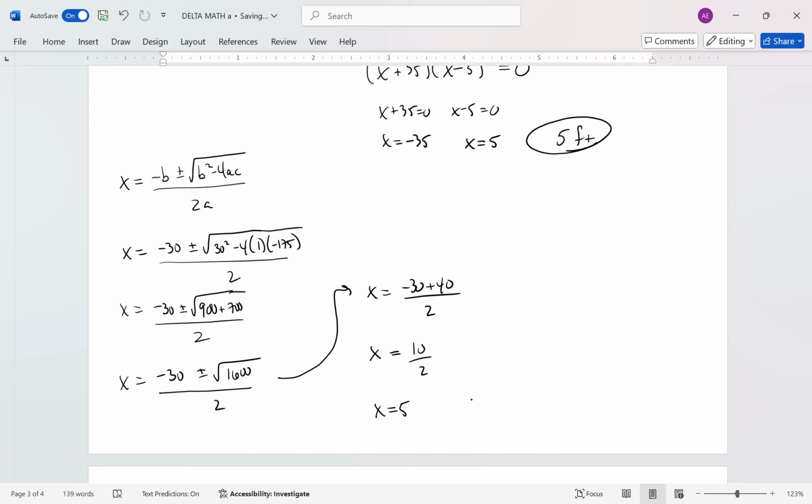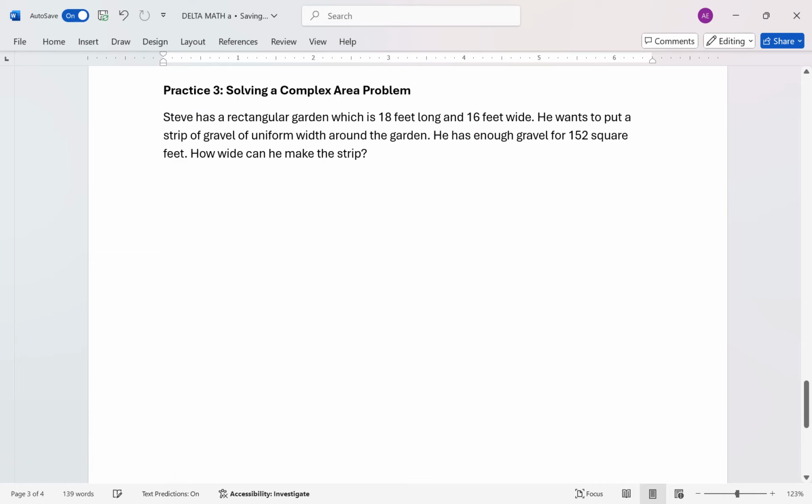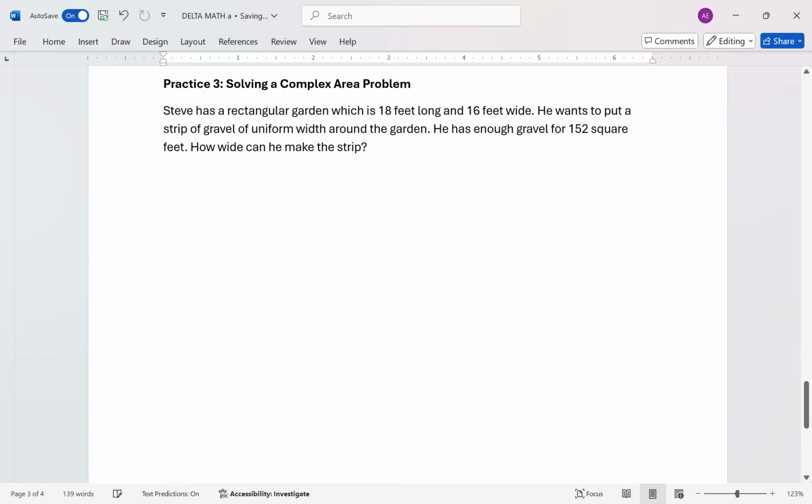Either way, whether you were able to factor or had to resort to the quadratic formula, you get a walkway width of 5 feet. So here I just have one problem for you to practice. Again, it should be that same setup, outer rectangle, inner rectangle. The outer rectangle, what's the base, what's the height? Write your equation to model this particular complex area problem, and then solve, whether through factoring, completing the square, or quadratic formula. Check the answer key and make sure your solution's correct.